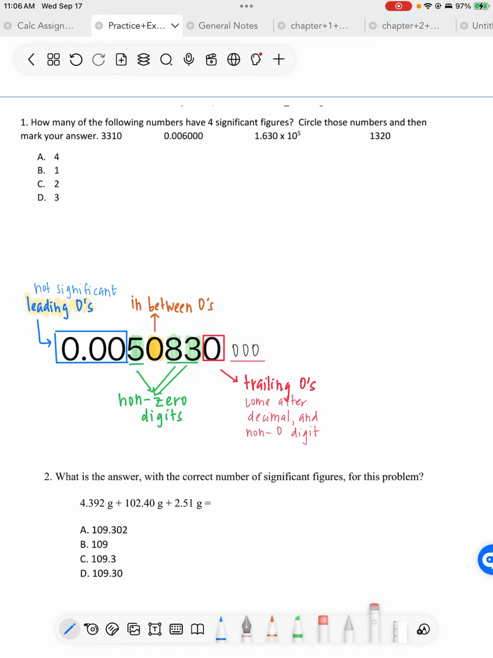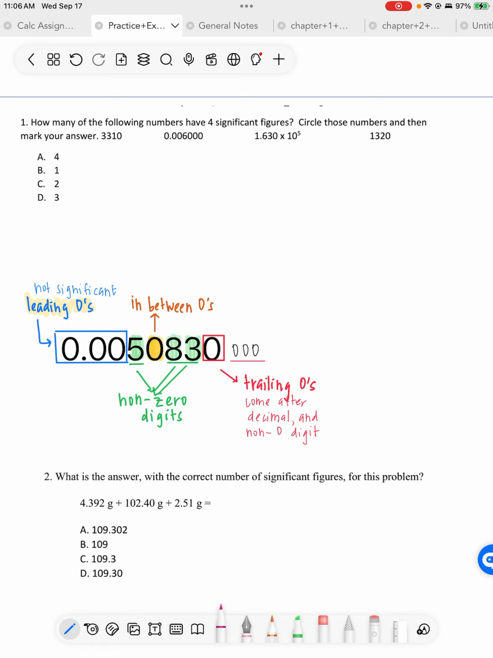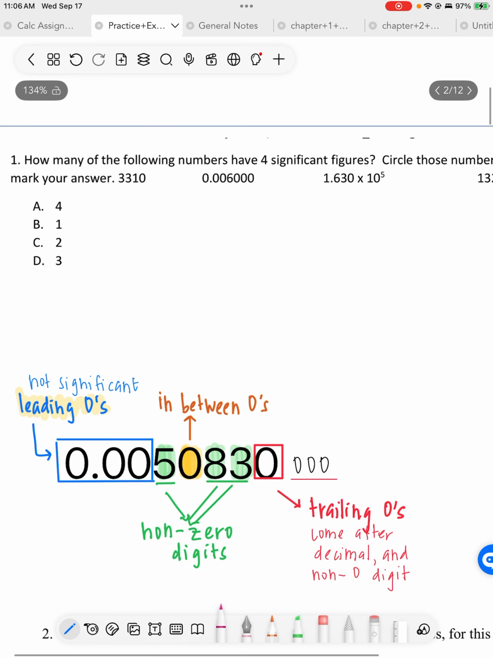So looking at our 4 numbers up above on number 1, I'm going to underline any digits that are significant. We know all non-zero digits are significant, so we have 3, 3, and 1. There's no decimal here, so this 0 is not significant. It's still important, but it's not significant. So this number only has 3, and we're looking for 4.